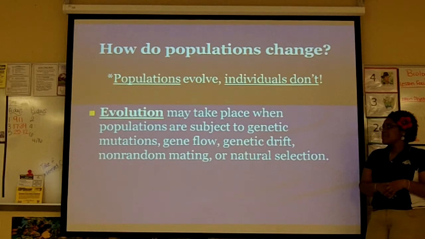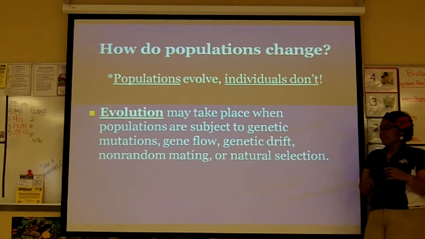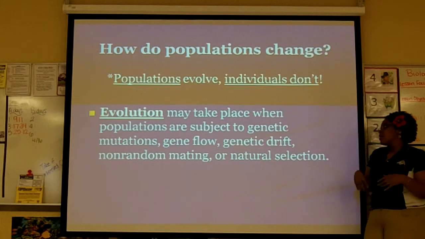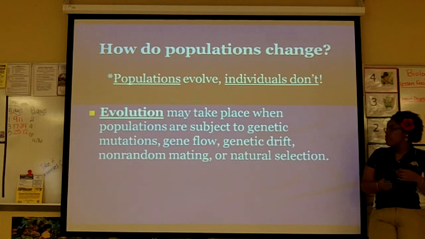So evolution can take place when populations are subject to genetic mutations. Then those genetic mutations get passed on. Also, there's gene flow, genetic drift, non-random mating, or natural selection. Those are things that help drive evolution.